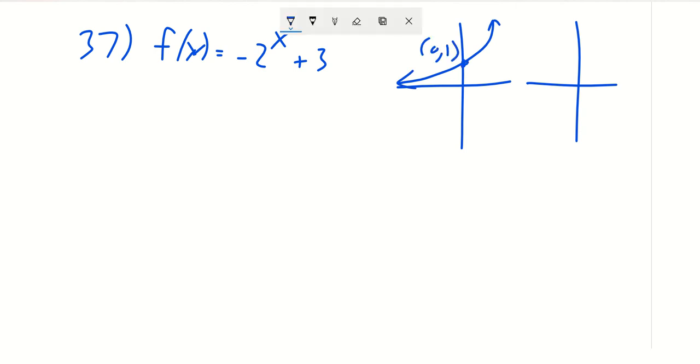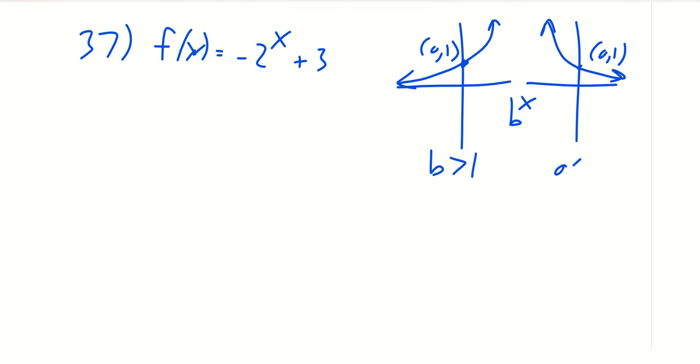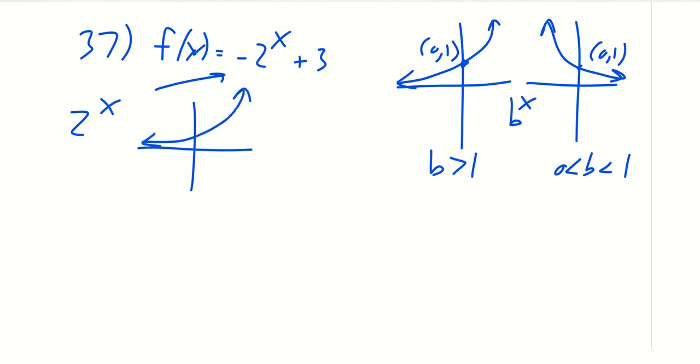So both of these have as a y-intercept the ordered pair 0, 1. These are the graph of b to the x. The first one is when b is bigger than 1. The second class is when b is between 0 and 1. The parent function, if we look at this graph of f of x, is going to be the graph of 2 to the x, which would be an exponential of the first type, so it should have a general shape that looks like this.